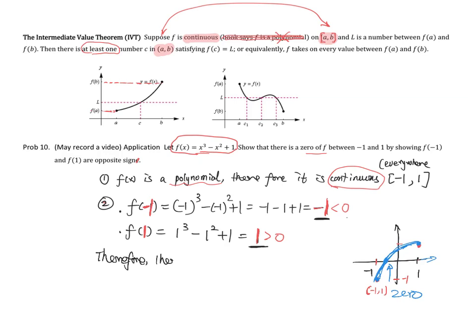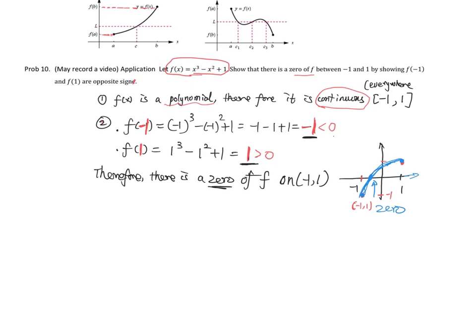So here you can make a conclusion. Therefore, there is a 0 of f on the interval -1 to 1. Okay, where it is, you don't know. Now, can you find it? You can try to approximate it, and here's how. Oh, by the way, this conclusion is just by the intermediate value theorem, from above. So this kind of finishes my lecture.